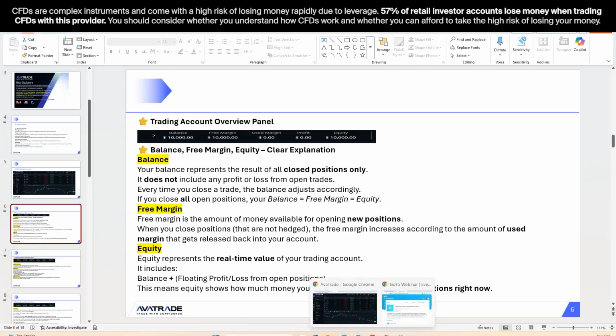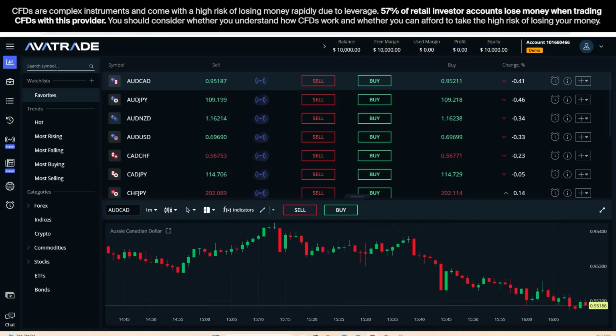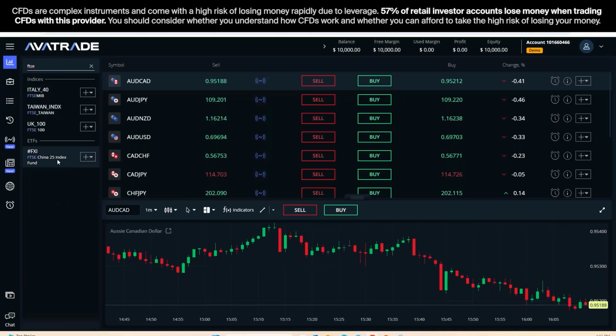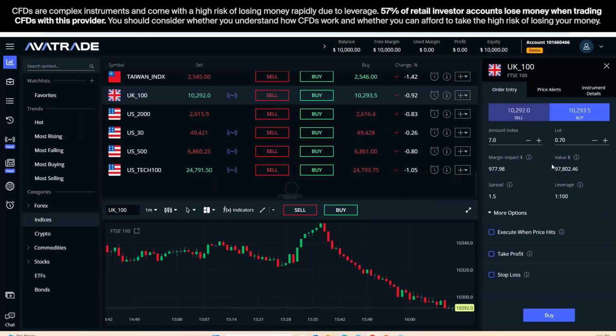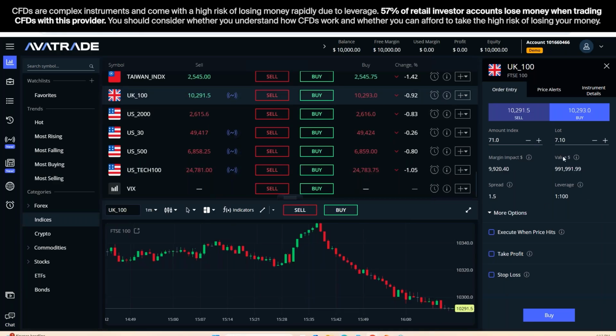So if you want to open a new trade, let's say we go to FTSE, for example, you can see the margin impact, the required margin. I want to check what position I can open here. The calculation is free margin minus the margin impact, which is equivalent to 7.1 lot. This is the biggest position size I could open.